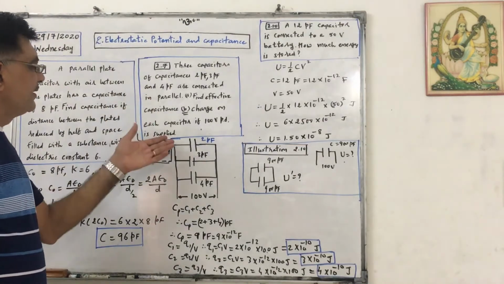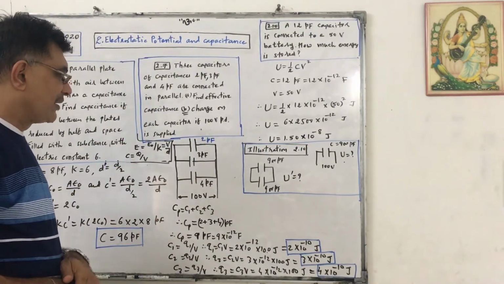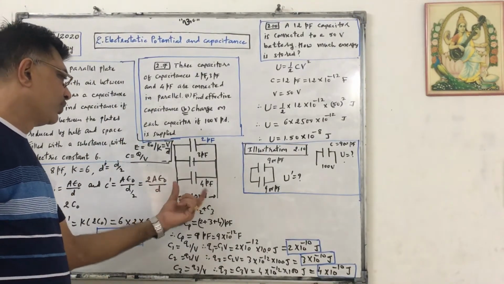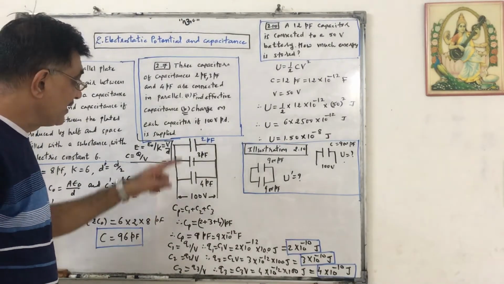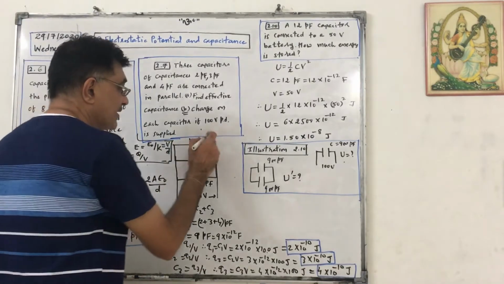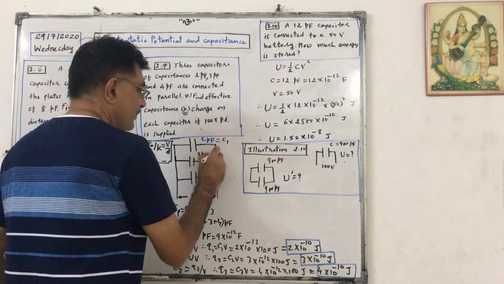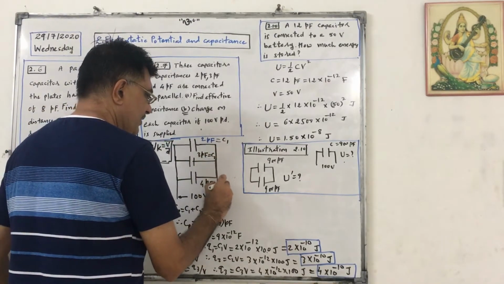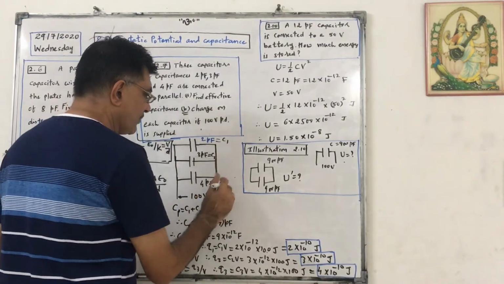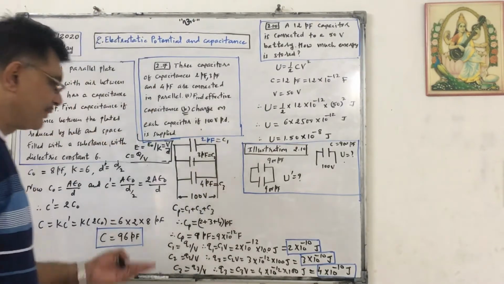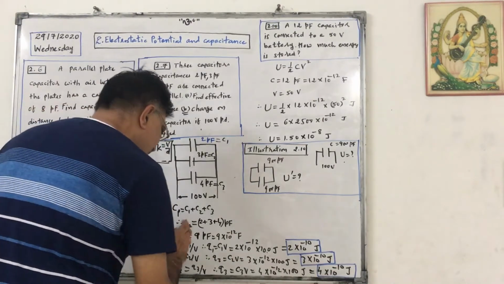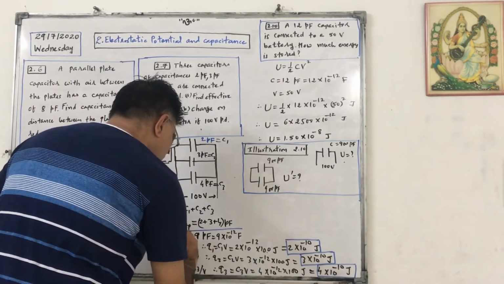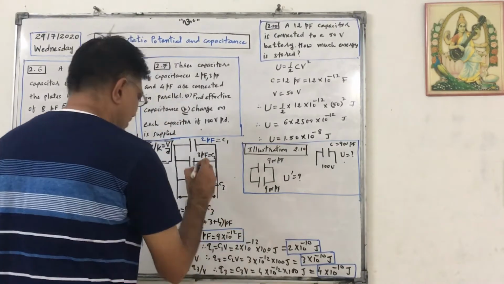Now these three capacitors are connected in parallel and we are given a 100 volt supply. We have to find the resultant or effective capacitance. In parallel it is C1 plus C2 plus C3. So that will be equal to 2 plus 3 plus 4, that is 9 picofarad. That is 9 into 10 raised to minus 12 farad. First answer.